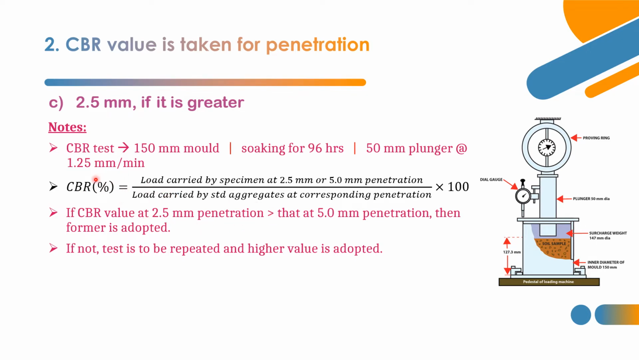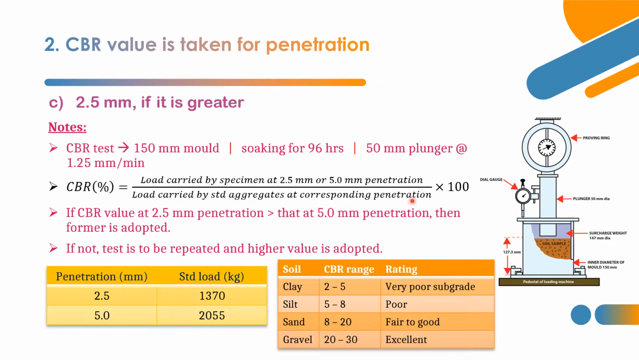This CBR percentage value will be given by the ratio of load carried by specimen at 2.5 mm or 5 mm penetration to the corresponding load carried by standard aggregates at corresponding penetration. So here in this table you can see, for standard load in case of 2.5 mm penetration, the standard load will be 1370. This standard means they are using standard aggregates. So for that standard condition, for 2.5 mm penetration, it shall be 1370 kilogram, and in case of 5 mm penetration, it shall be 2055.